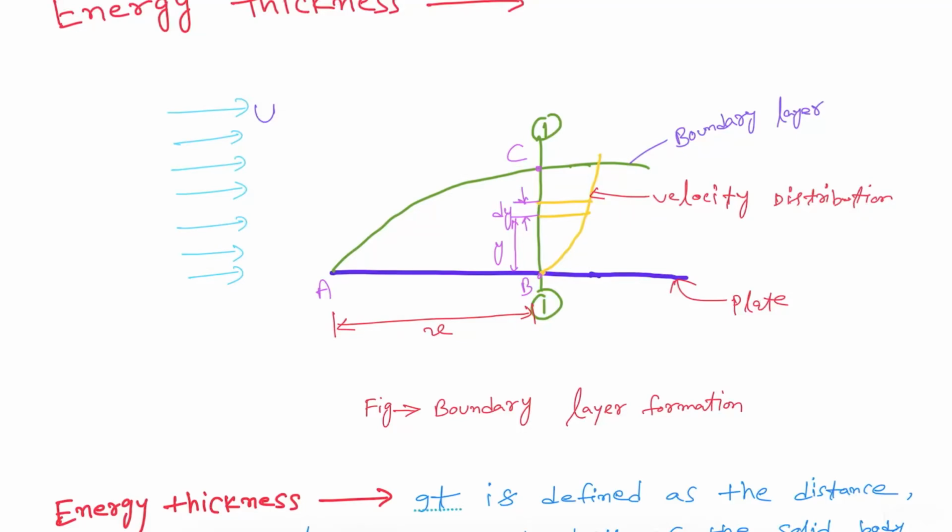Here we learn about energy thickness in boundary layer. First we recapitulate boundary layer theory, displacement thickness and momentum thickness. When a real fluid flows over a stationary solid plate, a thin layer of boundary is formed in the vicinity of the stationary solid plate.